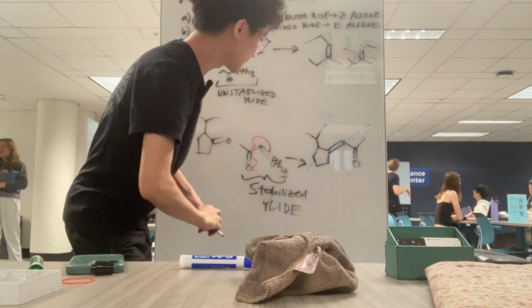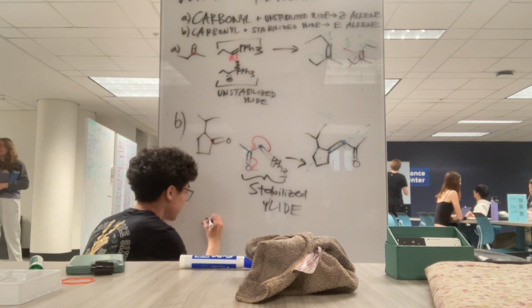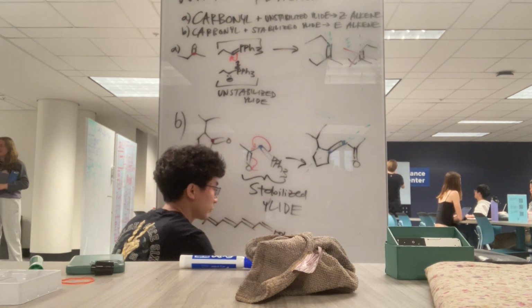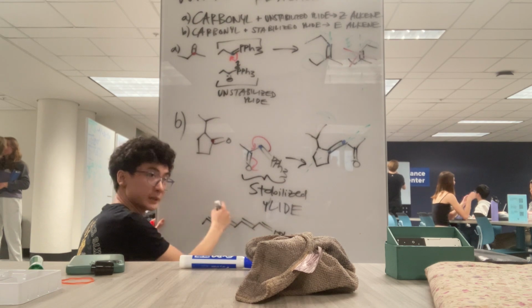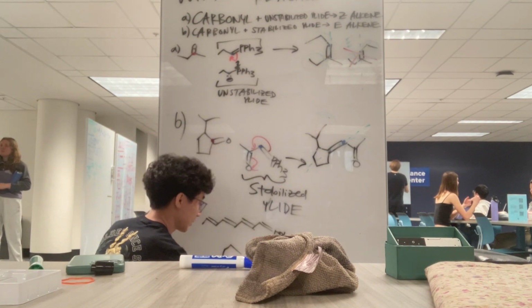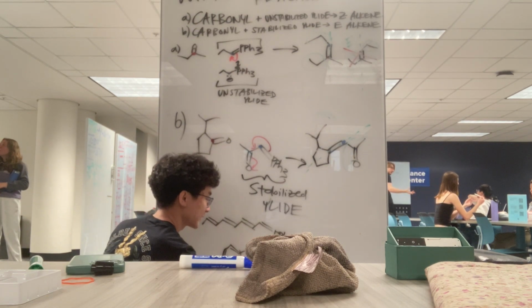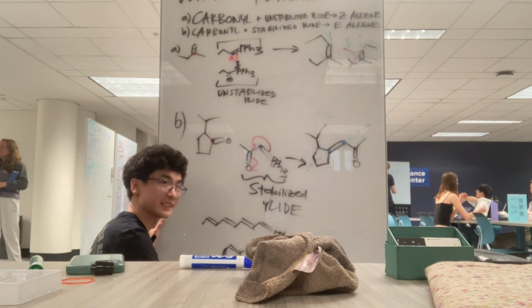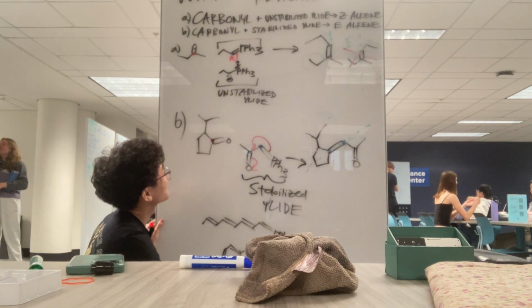Another example of a stabilized ylid that you can see is something like this, where this ylid here can do resonance with the molecule like that. It's all conjugated, right? Another example is that as well. This is also conjugated like that.